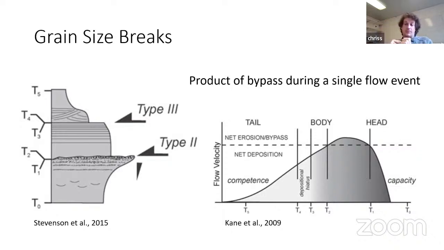And here's a conceptual example that illustrates some of the different types of grain size break you can encounter in turbidite deposits. So at the bottom there, type 2 grain size breaks, we have an inversely graded base, which suggests the flow velocity is increasing. And at some point, that flow velocity becomes enough that it suspends everything in the flow, and it in fact erodes the previous deposit and transports everything downslope for a period of time.